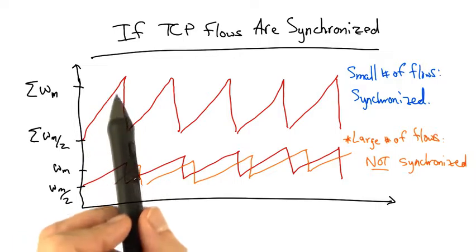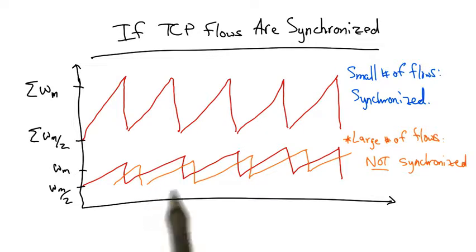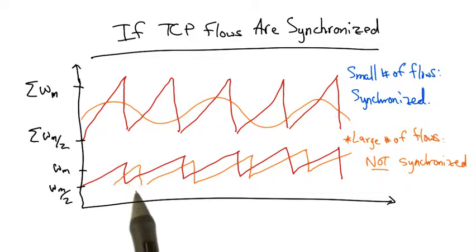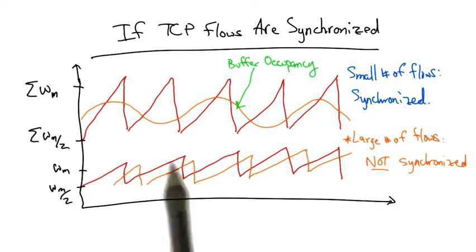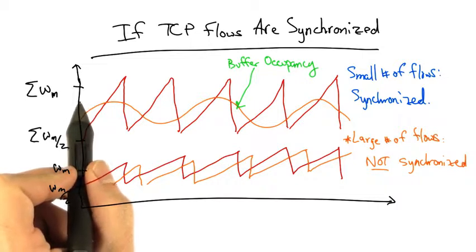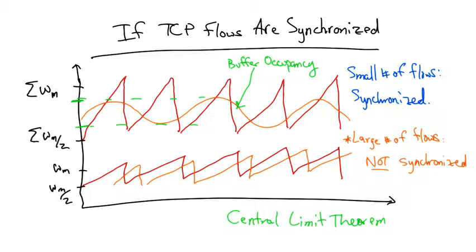As a result, instead of seeing a huge sawtooth that's the sum of a bunch of synchronized flows, the aggregate instead might look quite a bit more smooth as a result of the individual flows being desynchronized. And we can represent this sum, which is the buffer occupancy, as a random variable. At any given time, it's going to take a particular range of values. The range of values that this buffer occupancy takes can actually be analyzed in terms of the central limit theorem.